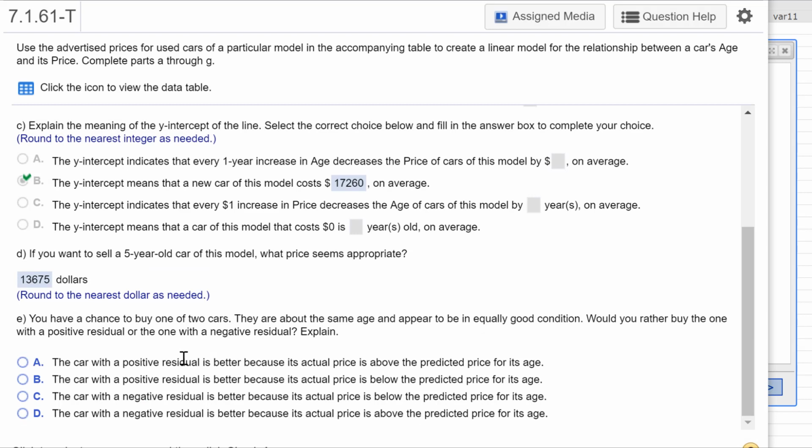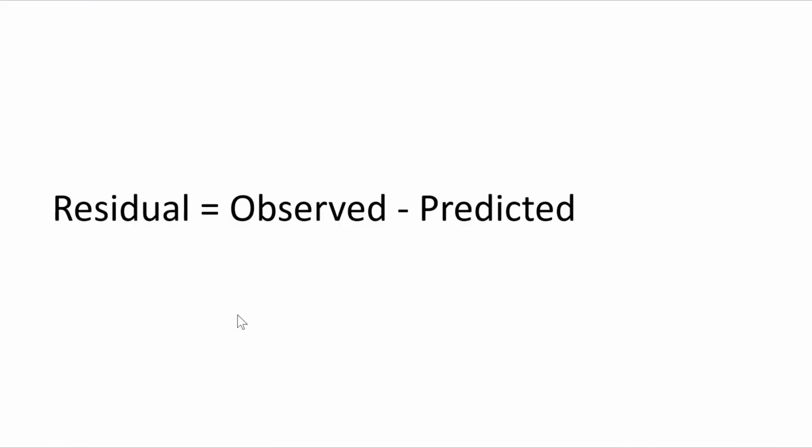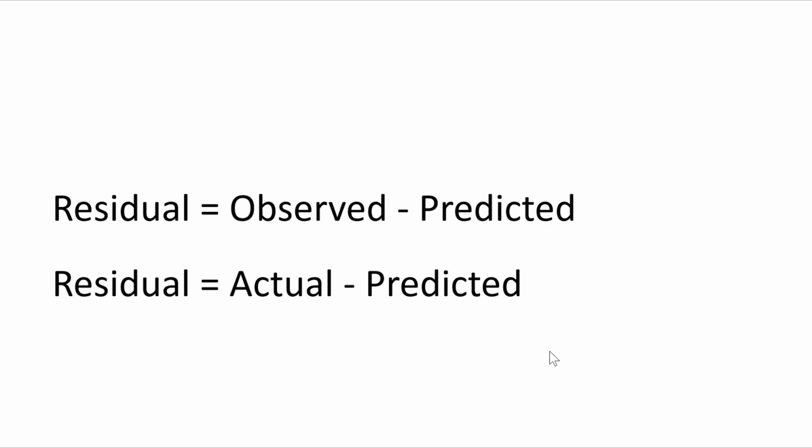So you have a chance to buy one of two cars. They're about the same age and appear to be in equally good condition. What would you rather buy, the one with a positive residual or the one with a negative residual? Explain. So recall the residual is the observed minus the predicted. Another way to think of this is the actual minus the predicted. Would you want that to be positive or negative?